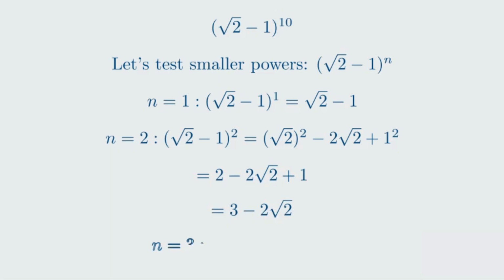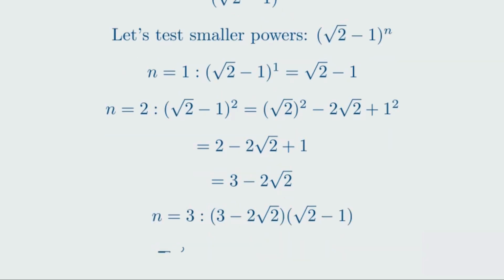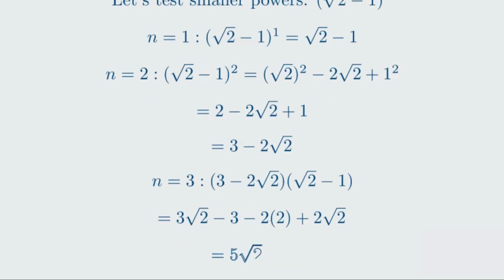When n is 3, we multiply the n equals 2 result by square root of 2 minus 1. Distributing these terms gives us 3 root 2 minus 3 minus 4 plus 2 root 2. This simplifies to 5 root 2 minus 7. Notice the pattern. One term has a radical, the other is a whole number. So, our exploration showed a pattern.